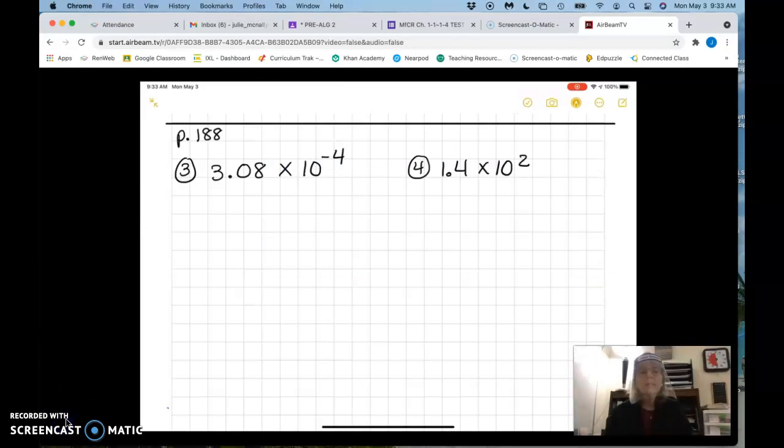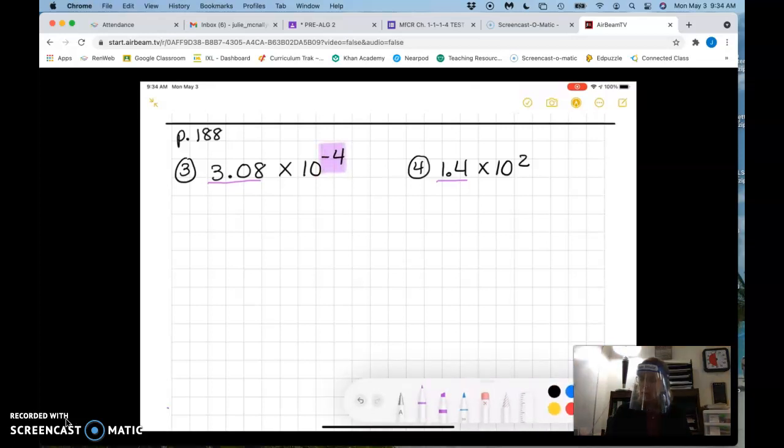Okay, that's better. So now we're going to take numbers from scientific notation and put them into standard form. Notice that each number starts with a value between 1 and 10. 3.08 is between 1 and 10, and 1.4 is between 1 and 10. So I know it's in scientific notation. But now we have to remember our exponents. So if it's a negative exponent, am I making a large number or a small number? I'm making a large number.